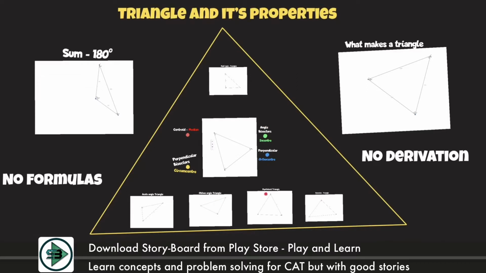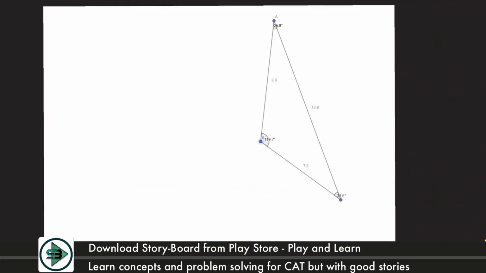The sum of the measures of a triangle is 180. What makes a triangle? Different types of triangles and the centers of a triangle. We'll prove everything, but visually. We'll just look at it and see if what we know is happening. So let's start with the first.